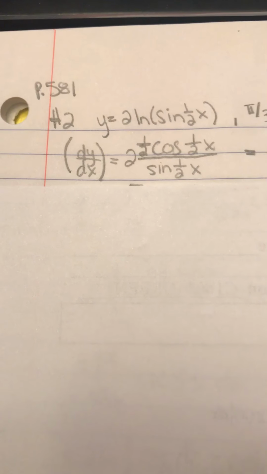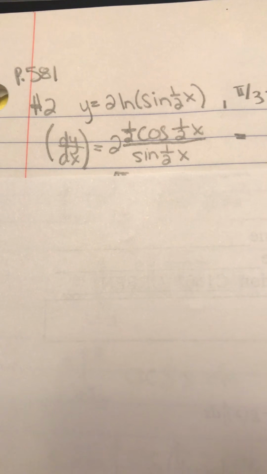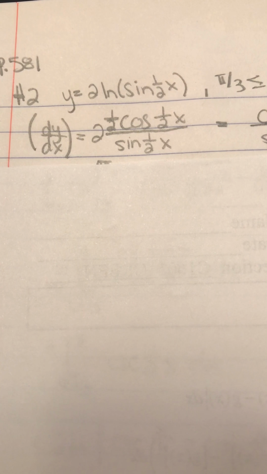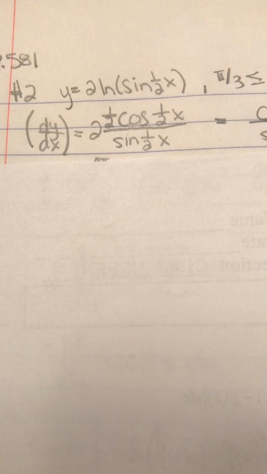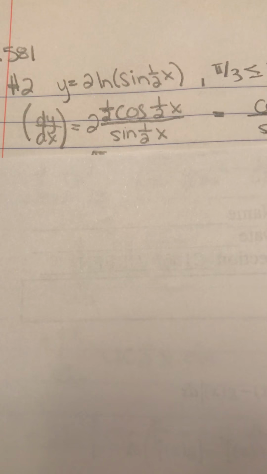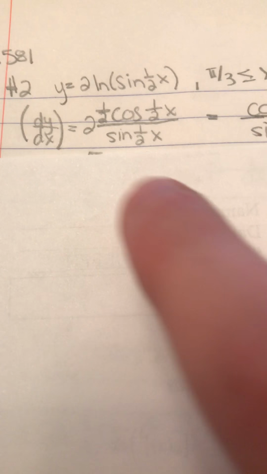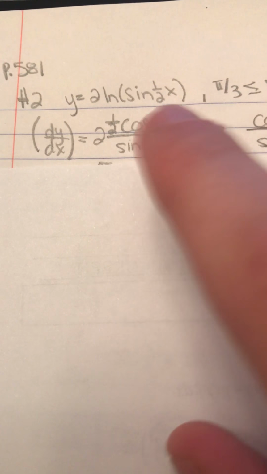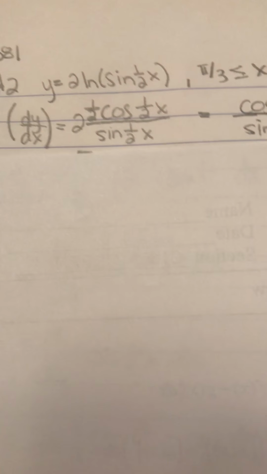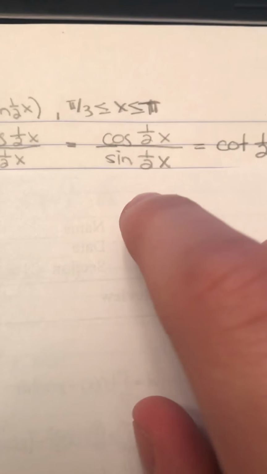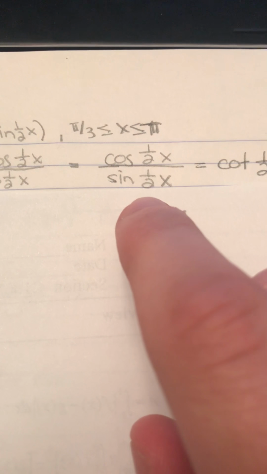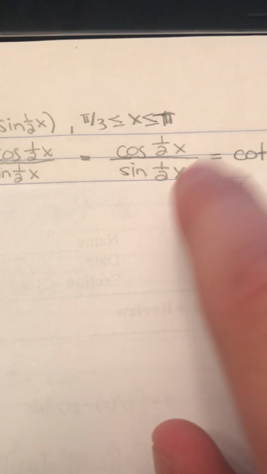We can find that the derivative with respect to x is 2 times 1/2 cosine 1/2 of x over sine 1/2 of x. And that happens because when you take the derivative of sine of 1/2 of x, you have to get the 1/2 in front, and you get cosine. Then the 1/2 and 2 cancel out, and you're left with cosine 1/2 of x over sine 1/2 of x. Well, this just equals cotangent 1/2 of x.